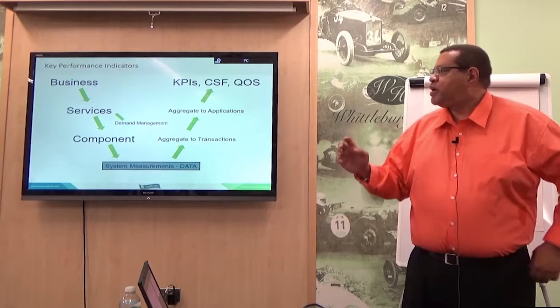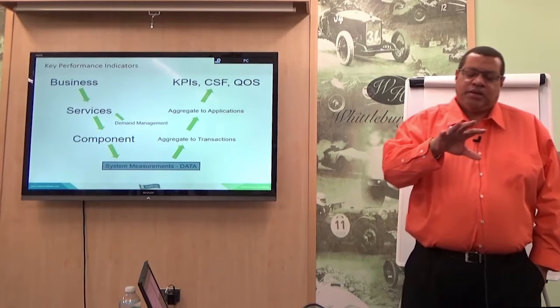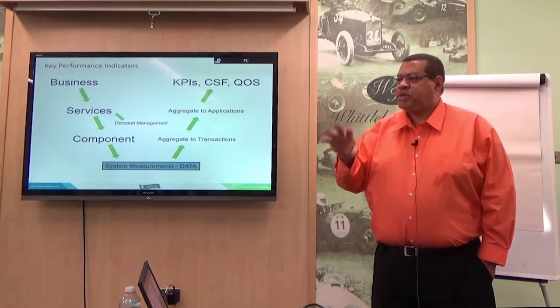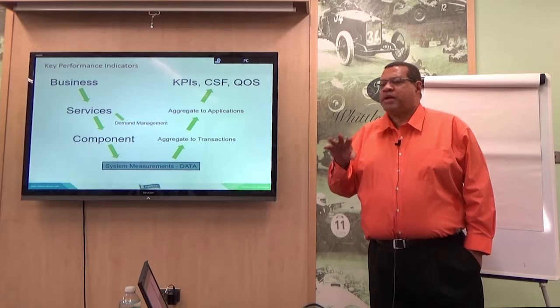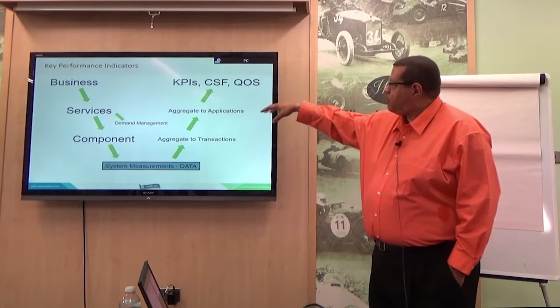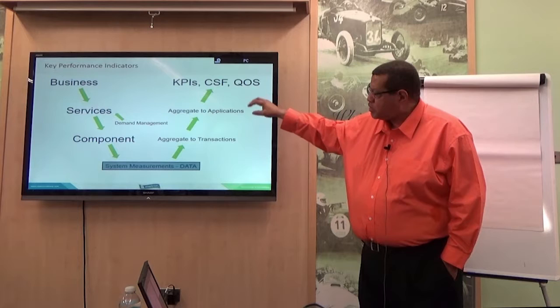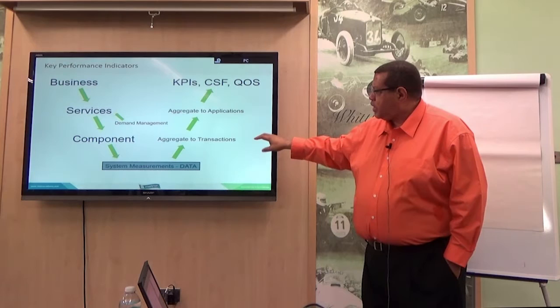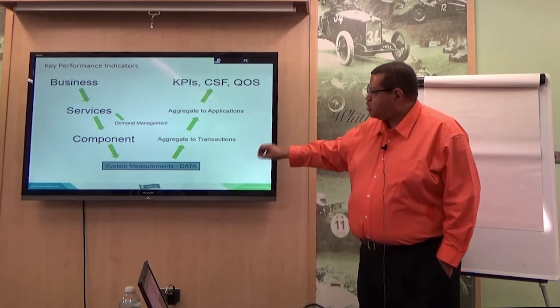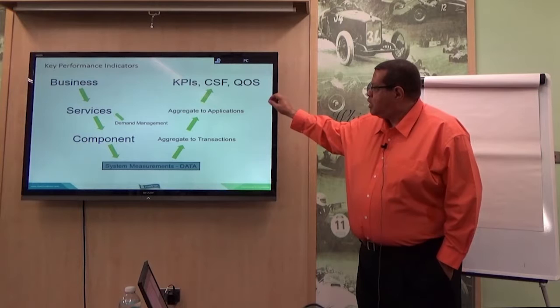The reason I bring up KPIs at this point is, remember how I said that capacity managers not only talk the technical, but they have to talk the business? This is one way of helping them talk that business, by helping them develop these KPIs. You look at it from the left-hand side: you've got the business, services, and components, all that information. You come in with measurement of the data, and then you start aggregating the information up: from the component area to transactions, from transactions to applications, and then up at the enterprise level are the KPIs.